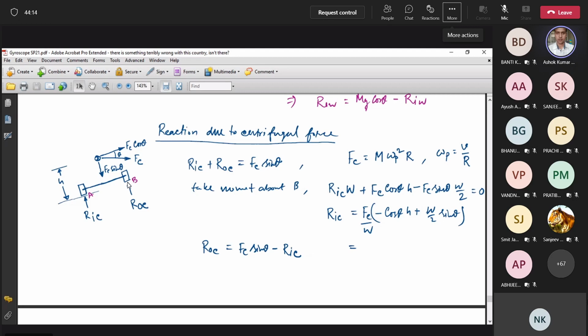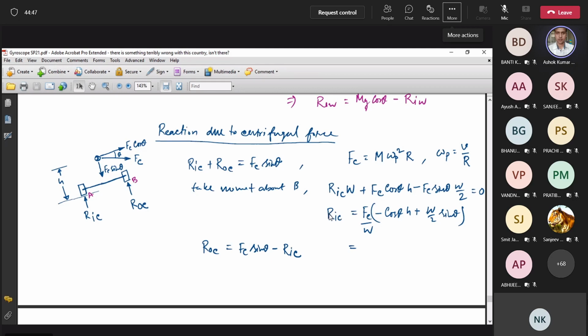If you take that, then it is written here: RIC multiplied with this distance, that is one component of moment. Another component will be this multiplied with W by 2. Another component will be H multiplied with this. That's what we have written here. We got the equation, and from there we got the expression for RIC, the reaction in the inner wheel due to centrifugal force.